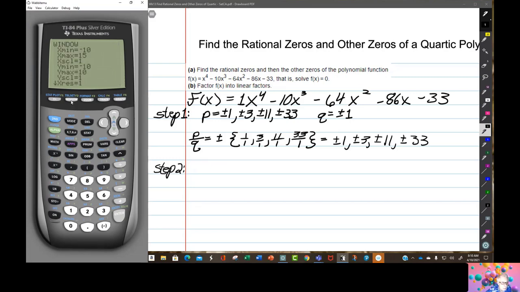I am going to change my window and go from negative 5 to 0. I just want to look on the left side of the y-axis. You don't always need to do this, but we need to really look closely and see what's going on. Okay, and then I'm going to come down here and get really close to the x-axis. So I'm going to let y min be negative 1 and y max be positive 1.